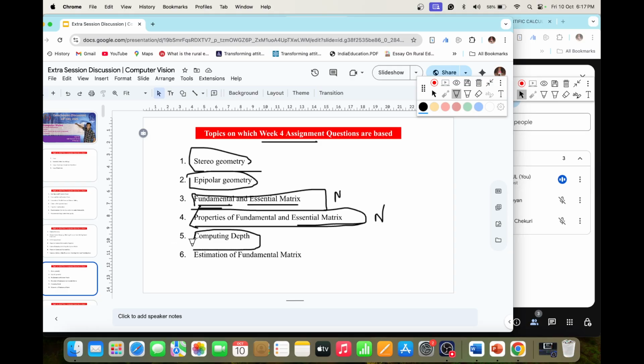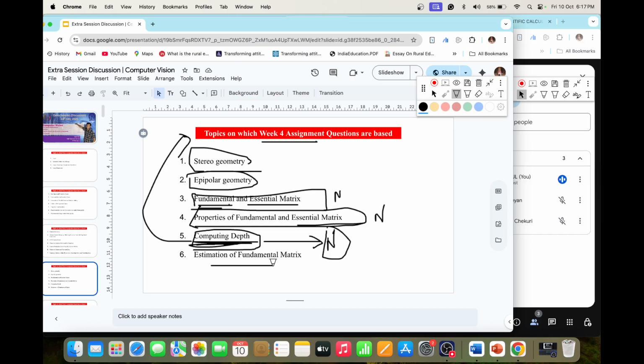And 5th, computing depth. This is a very simple formula for computing depth, that is kTx divided by x minus x dash, so that you can use. And this is again very important from your numerical point of view, and one numerical you can expect from computing depth. If your question is regarding stereo geometry, then one numerical you can easily expect from computing depth. Okay, so please don't leave this concept. This is again very important.